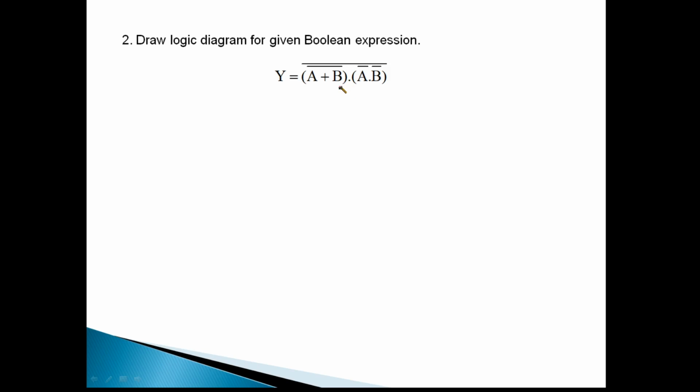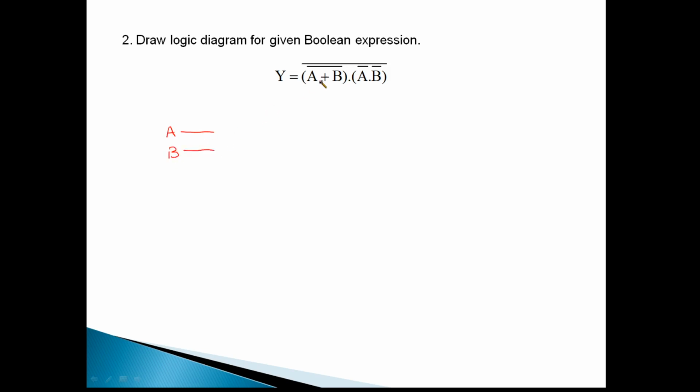So, start from the inner side of your equation. That means for the first term, say for this bracket, you need a NOR gate. There are two inputs A and B, so let us have two inputs, input A, input B.